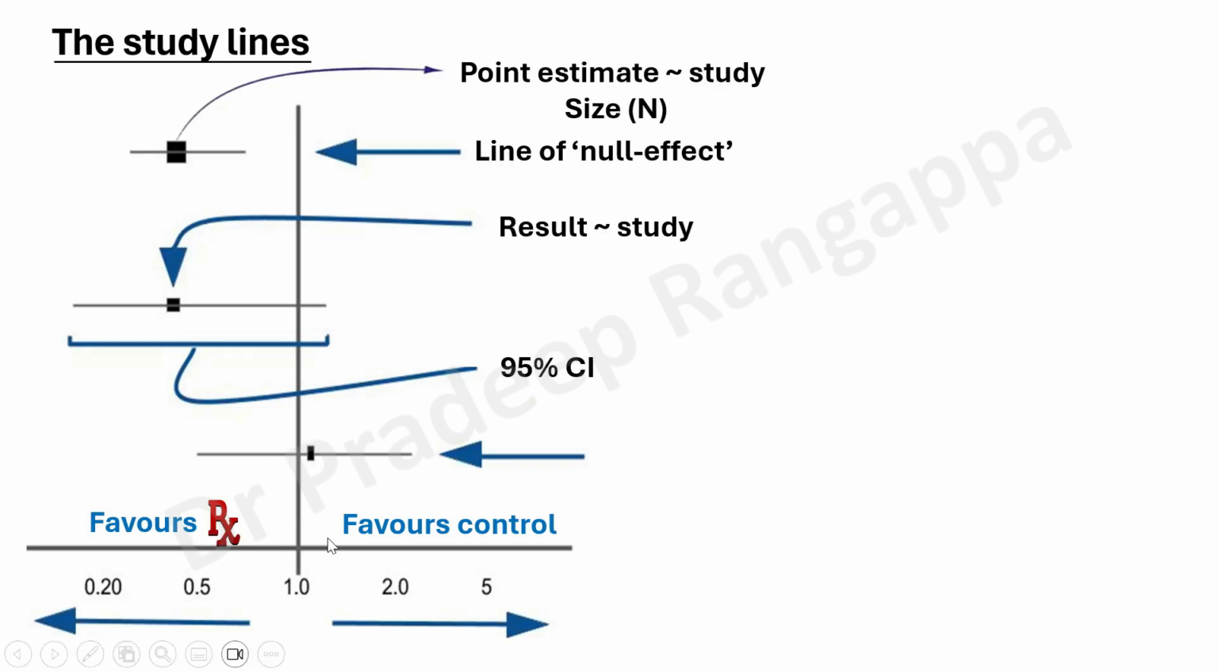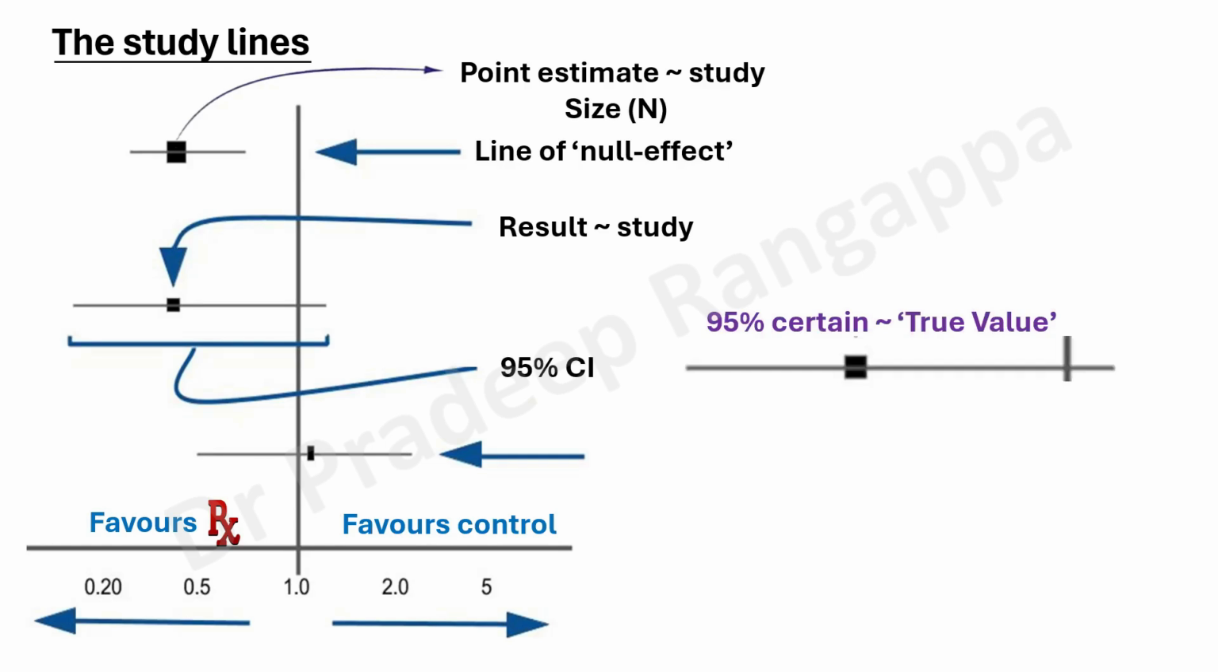Then you have the x-axis, which will tell you which side the data is favoring: either the control or the intervention or treatment group. So the 95% confidence interval is where you are 95% certain that the true value lies within the range you have determined. The end of this line is called the boundary. Within that boundary, the true value lies.